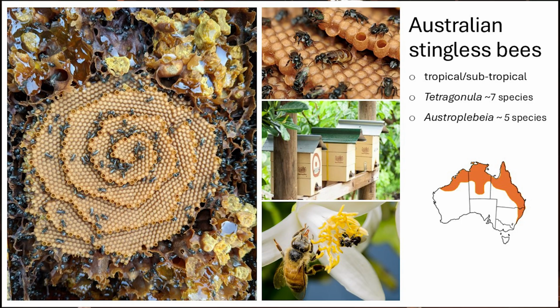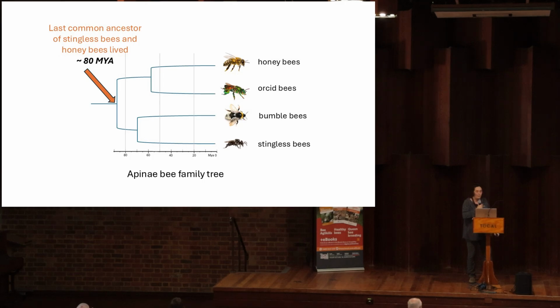And because I am an evolutionary biologist, I like to make little figures like this. It's kind of a family tree, in this case, of the subfamily of bees, the Apiinae, and we can look at the genetic sequences of different bees. We can make a tree showing their relationships like this, and the axis along the bottom there is millions of years, and we can infer when the last common ancestor of stingless bees and honeybees lived, and it was about 80 million years ago.